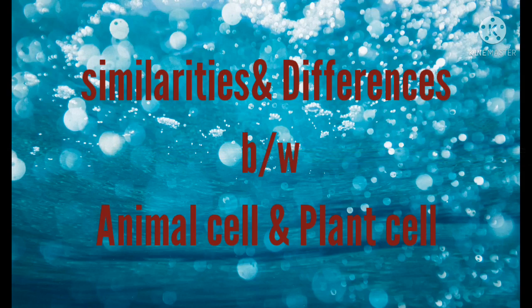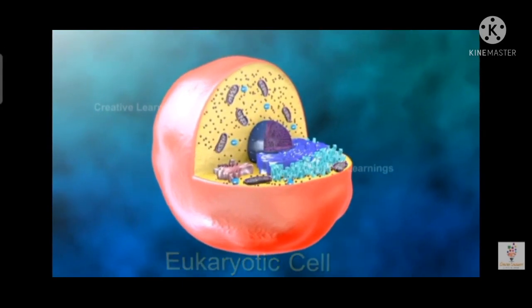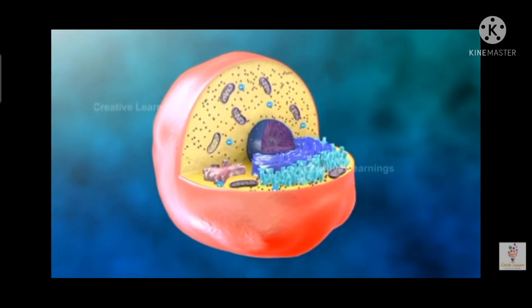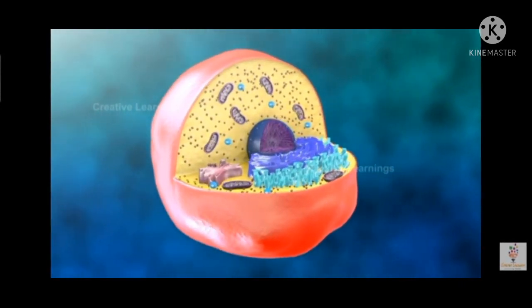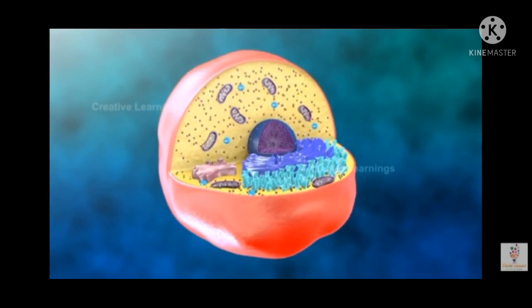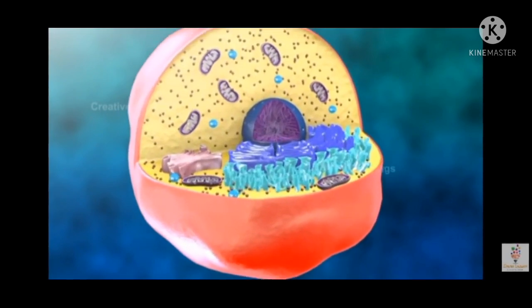So students, the coming video explains the similarities and differences between animal cell and plant cell. In this video, we can recollect the cell organelles present in both cells and the main differences between the two cells. So this is the animal cell. These are the foundation of all animals. Let's examine the animal cell more closely.